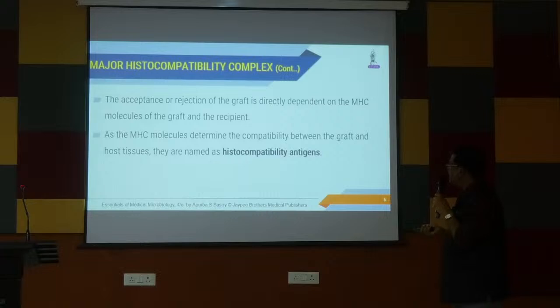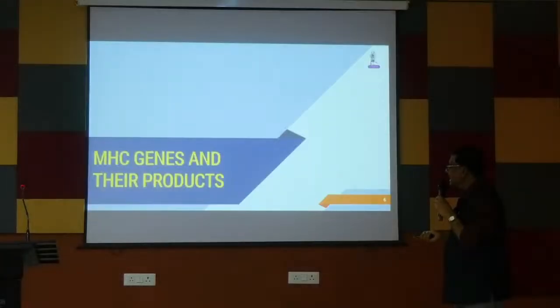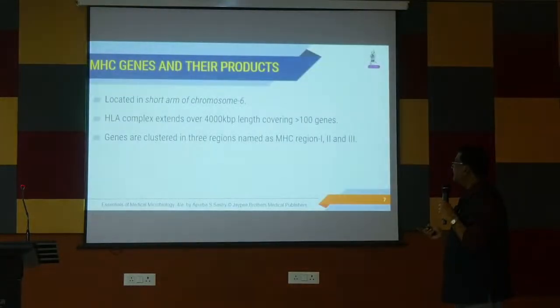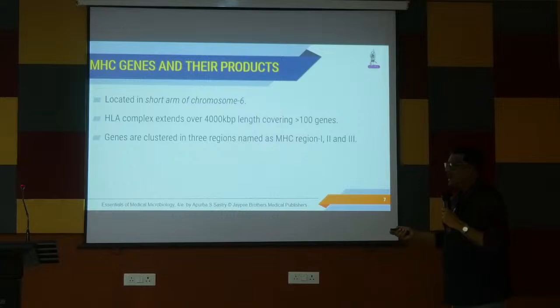The acceptance or rejection of the graft is directly dependent on the MHC molecules of the graft and the recipient. As the MHC molecules determine the compatibility between the graft and host tissues, they are named histocompatibility antigens. The MHC genes and products are located in the short arm of chromosome 6. The HLA complex extends 4000 kbp in length, covering more than 1000 genes, and the genes are clustered in 3 regions named MHC region 1, 2, 3, and each gene is multi-allelic.